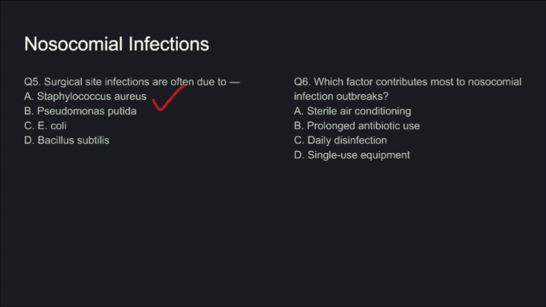Question number 6. Which factor contributes most to the nosocomial infection outbreaks? The options for this question are A, sterile air conditioning, B, prolonged antibiotic use, C, daily disinfection, D, single-use equipment. So the correct answer for this question is option B, prolonged antibiotic use.